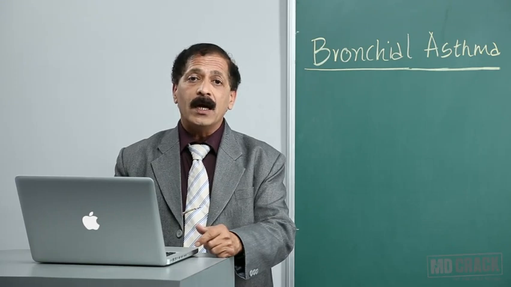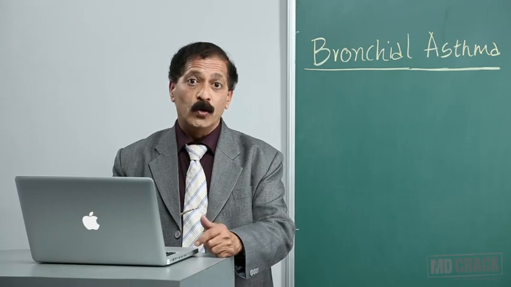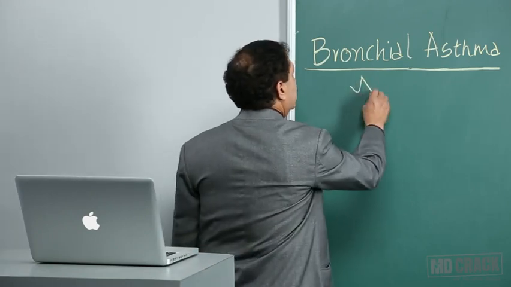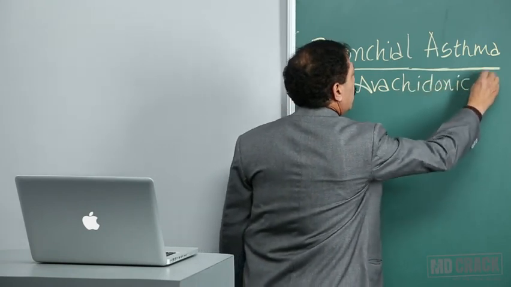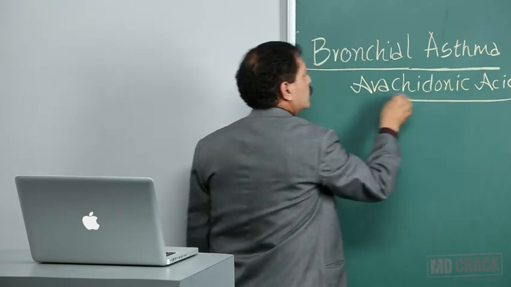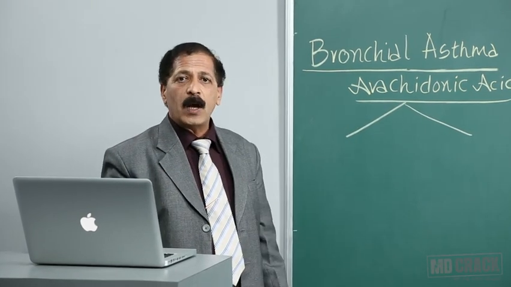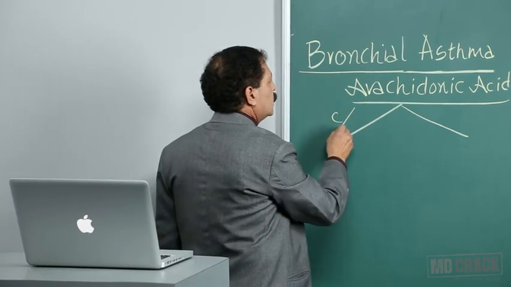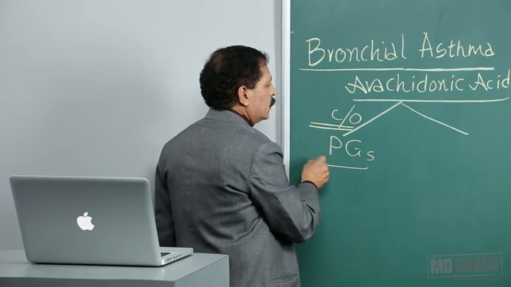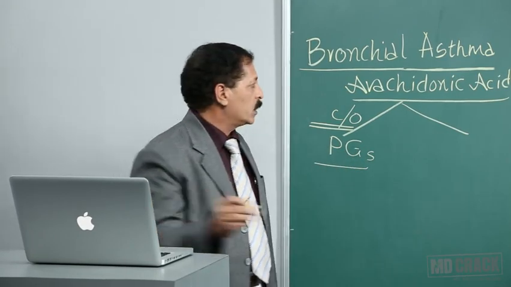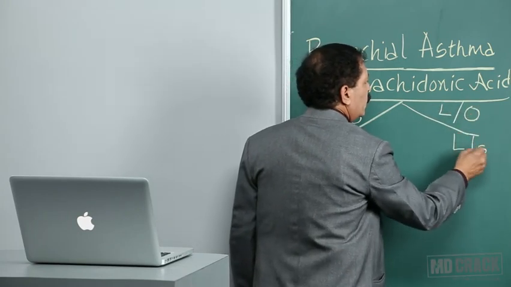The third important thing I want to tell you is the formation and synthesis of leukotrienes. Arachidonic acid is the precursor, and this arachidonic acid can take two pathways. The first pathway is called the cyclooxygenase pathway, and this leads to the formation of prostaglandins. The second pathway is the lipoxygenase pathway, and this leads to the formation of leukotrienes.